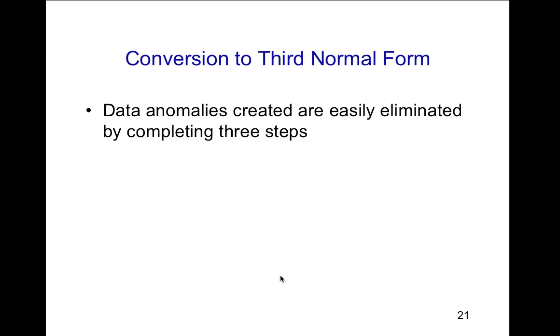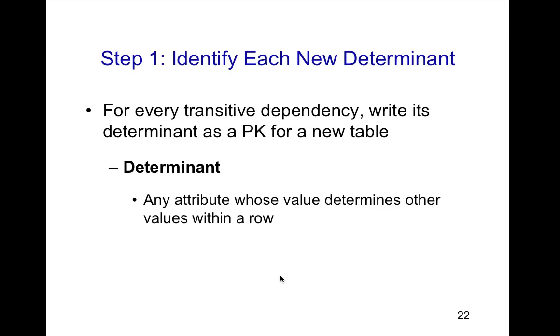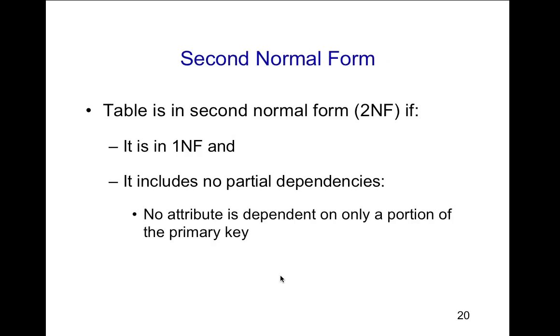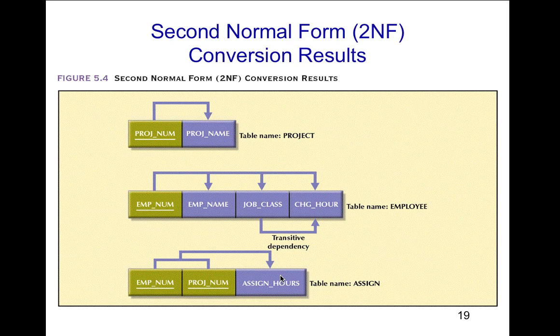So to turn that into third normal form, we have to get rid of the data anomalies. The data anomalies created are easily eliminated by completing this in 3 steps. Step number 1, I identify the new determinants. We'll see an example of that. It's going to make more sense. In order to turn that into third normal form, we're actually getting rid of this transitive dependency.